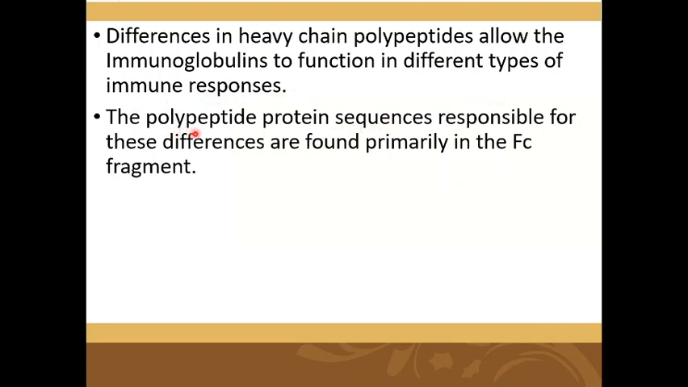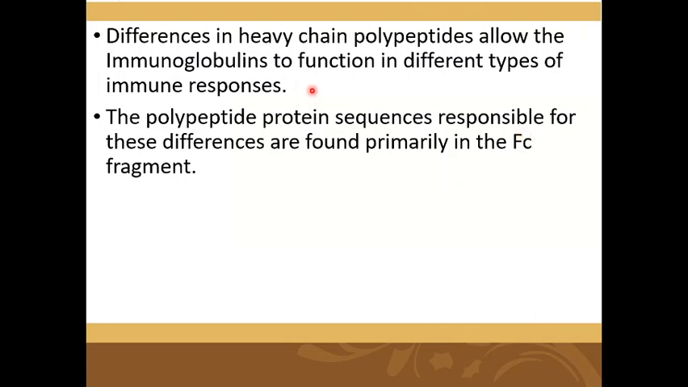The polypeptide protein sequence responsible for these differences are found in the constant fragment. It is not found in the variable fragment, it is found in the constant fragment. That is the area which is responsible for different type of immune response is present in the constant region, and therefore the one immunoglobulin differs from the other immunoglobulin due to the difference in the constant region.